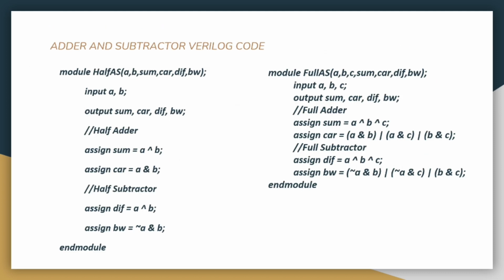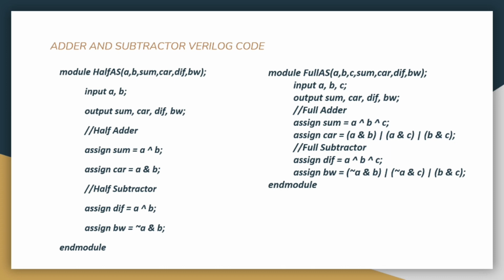This will be the Verilog code for both half adder and full adder, as well as half subtractor and full subtractor. Input A, B and output will be sum, carry out, difference, and borrow out. For half adder you will assign sum is equal to this expression, and carry out as A and B. For half subtractor, you will assign this difference and borrow out as given below, and end module.